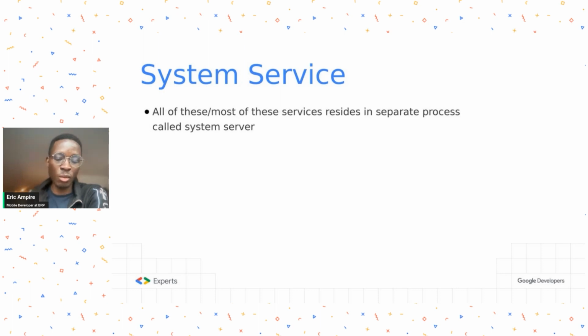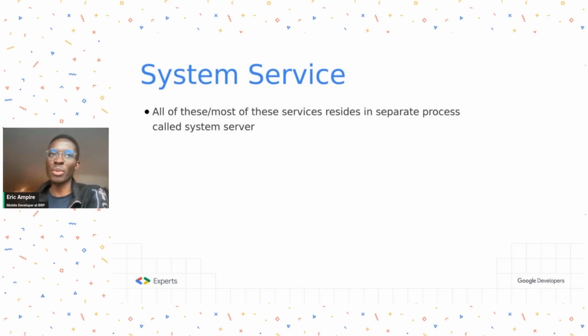And one thing that is really particular with the system service is the fact that most of the services used to run in a separate process. What I mean by separate process is that most of the time, your application will be running on a particular process, and the service will be running in another process.